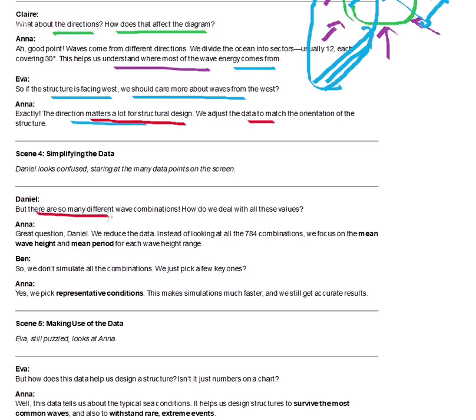But there are so many different wave combinations. How do we deal with all these values? There could be a different combination, right?